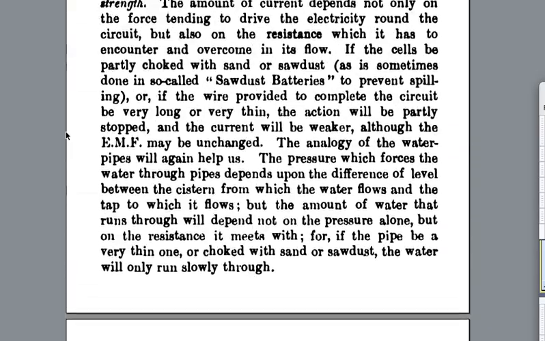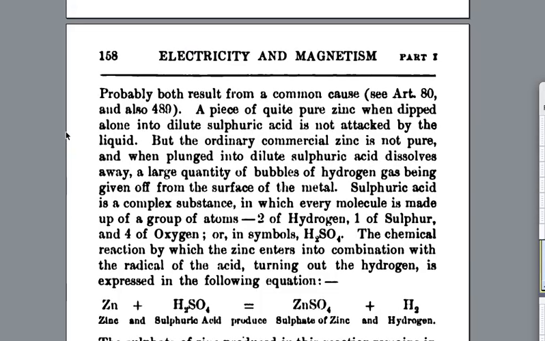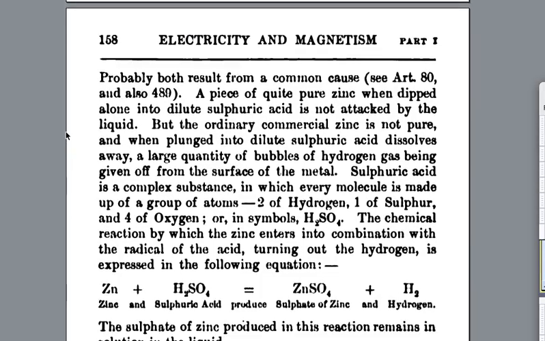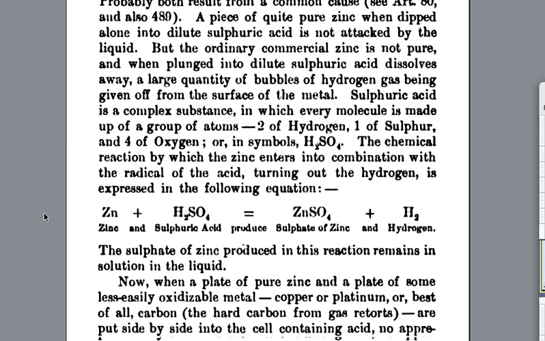A piece of pure zinc, when dipped alone into dilute sulfuric acid, is not attacked by the liquid. However, commercial zinc, which contains impurities, dissolves in dilute sulfuric acid, producing a large quantity of hydrogen gas bubbles from the metal's surface. Sulfuric acid is a complex substance, with each molecule composed of a group of atoms, 2 of hydrogen, 1 of sulfur, and 4 of oxygen. The chemical reaction by which zinc combines with the acid radical, displacing hydrogen, can be expressed as follows. 1 atom of zinc reacts with 1 molecule of sulfuric acid composed of 2 atoms of hydrogen, 1 atom of sulfur, and 4 atoms of oxygen.